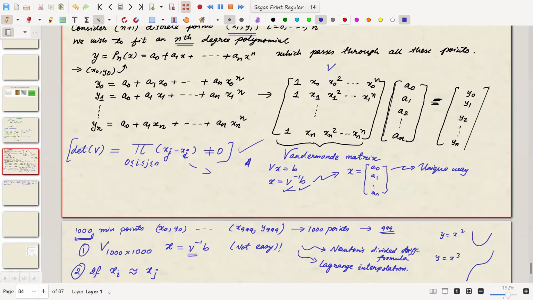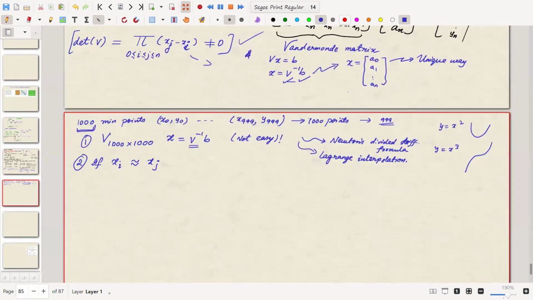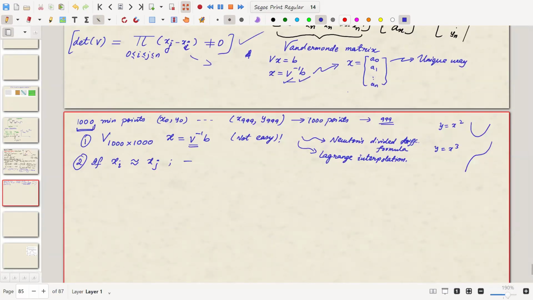This guy, xj minus xi, right? It will be an extremely small quantity. If it is extremely small, you are getting a vibe that it is getting non-invertible. You cannot invert the matrix anymore, right? Because if xi is approximately equal to xj, this implies that the determinant of V is approximately equal to 0. Matrix V is not invertible. So your formula x equals V inverse b will fail in that case and will not give you accurate solutions.